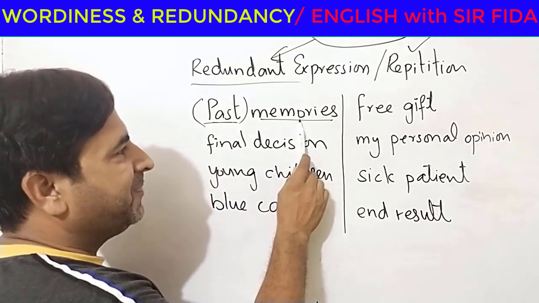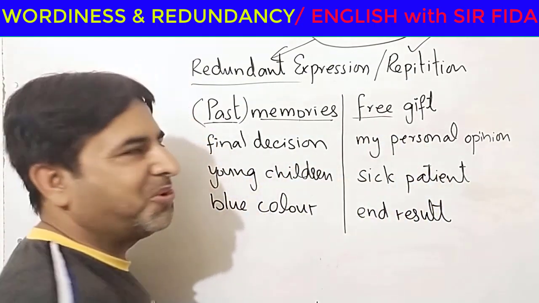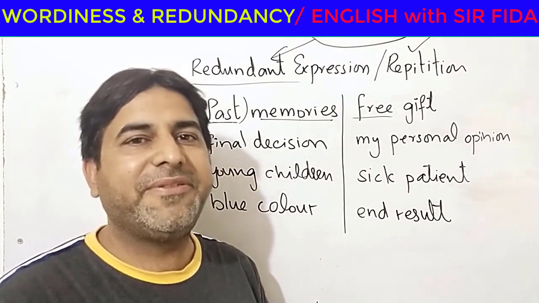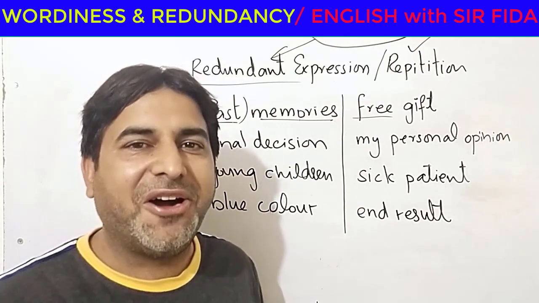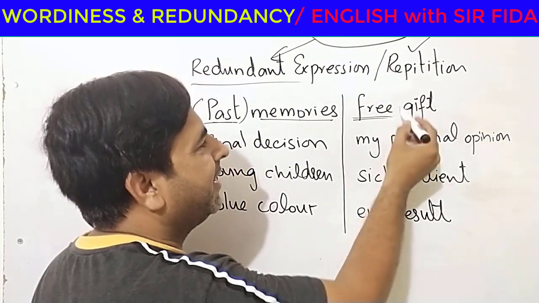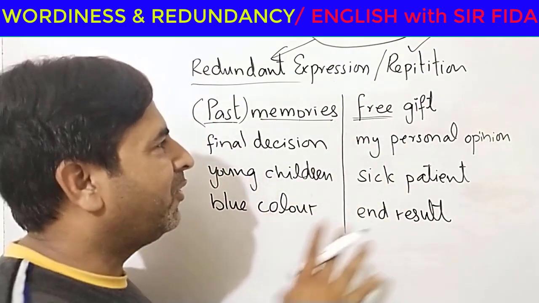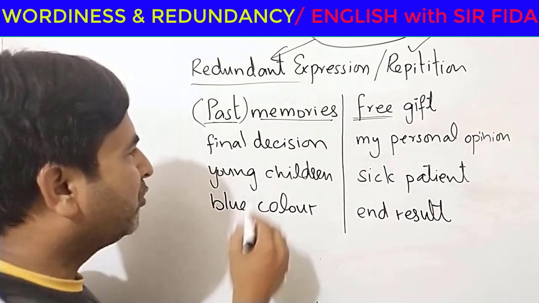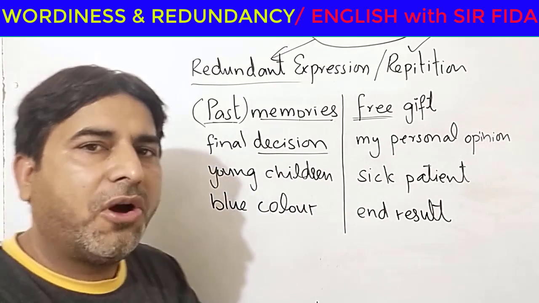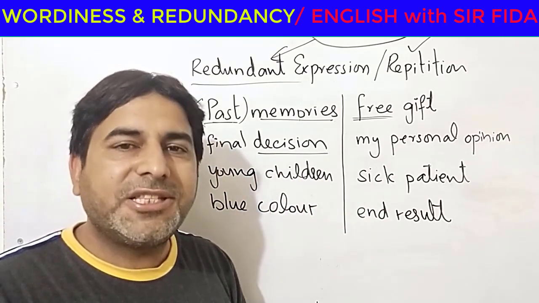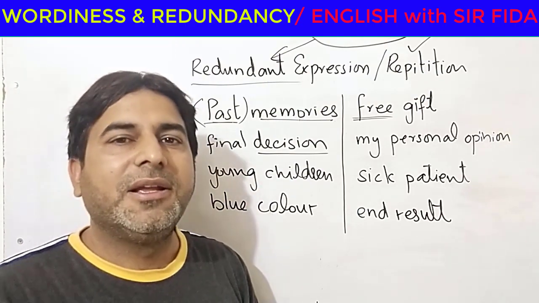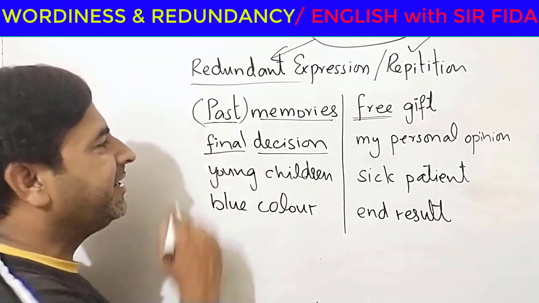Free gift. No gift is on payment. The one who receives a gift receives it free of cost. So this word free is futile. It is not needed over here. Final decision. When we decide after a long discussion and reach the point where we have to take the decision, it's definitely final. So the word final is redundant.